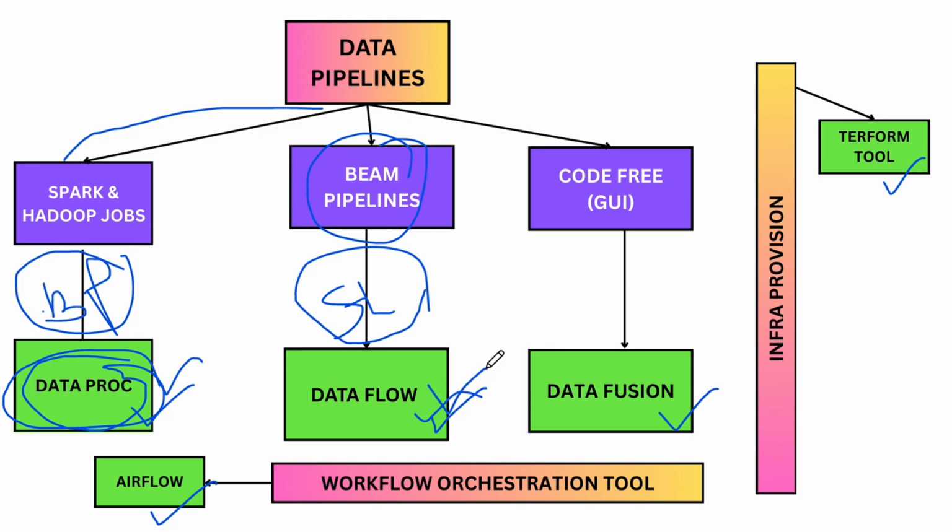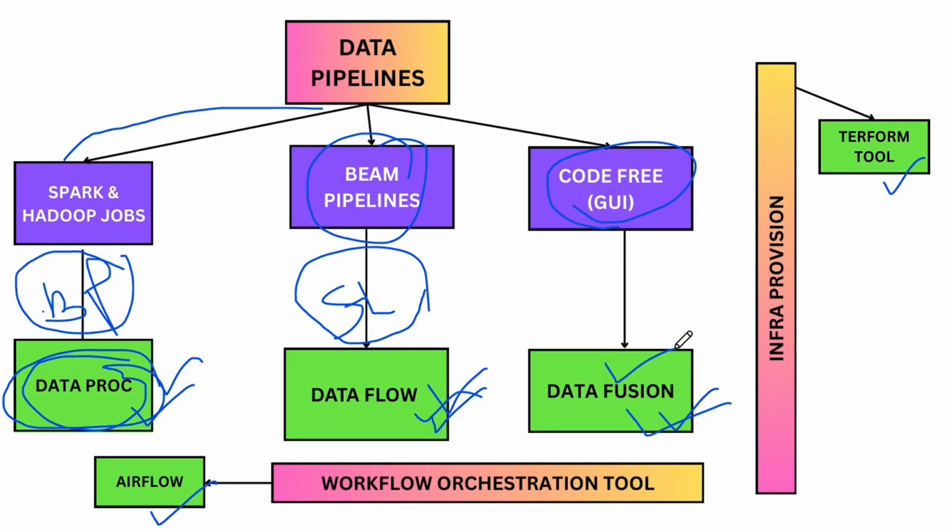Okay, if you want a tool that is no code, if you don't want any code and just want something GUI based, then you can use Data Fusion. It is a pipeline tool which is no code. It means everything will be GUI, very simple, like drag and drop. You can go with Data Fusion if you want a code-free GUI pipeline.